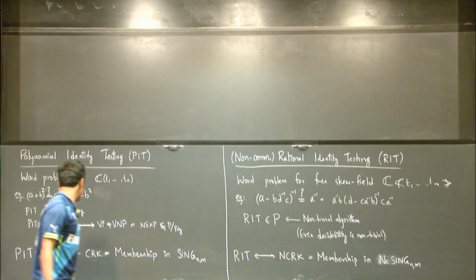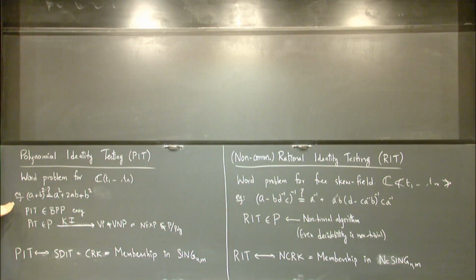But in terms of concrete language, what is a polynomial identity testing problem? It asks you, given a polynomial expression and another polynomial expression, are they equal or not? Right? And the question is asking for some sort of algorithm for this, hopefully efficient.